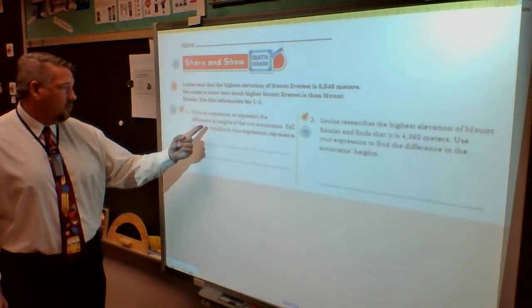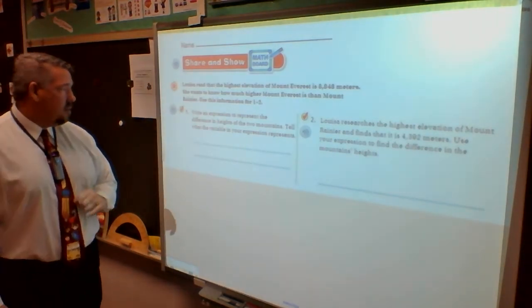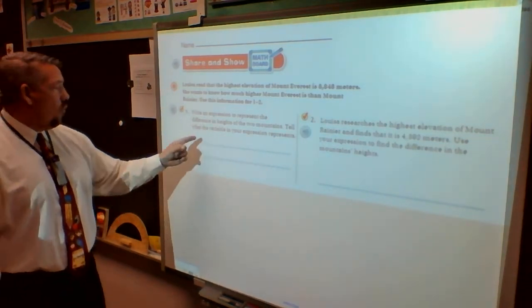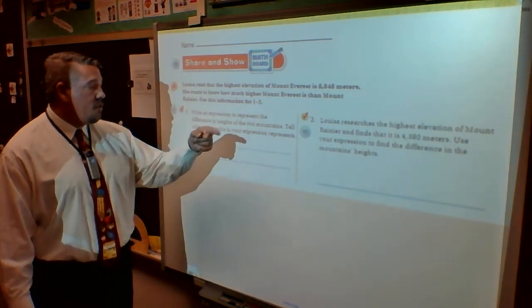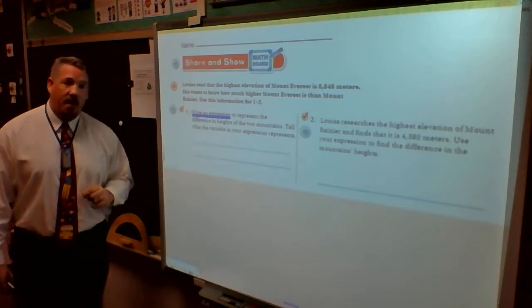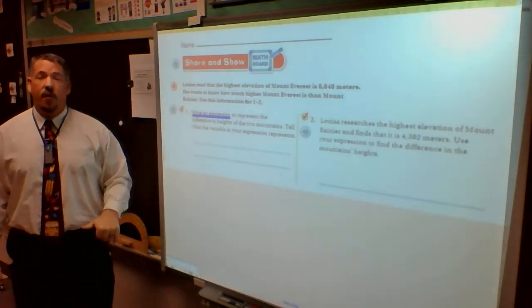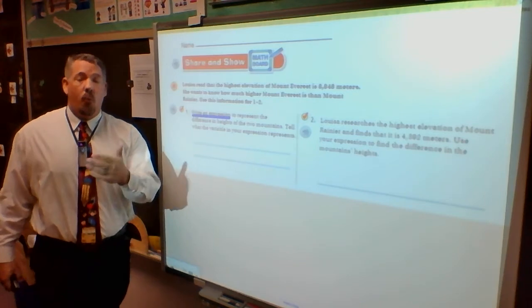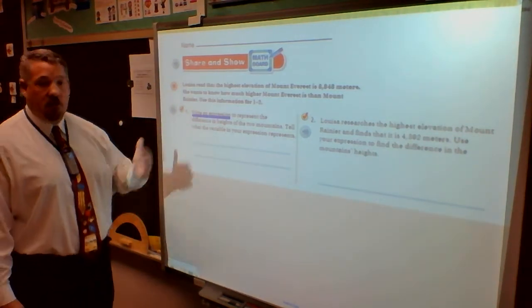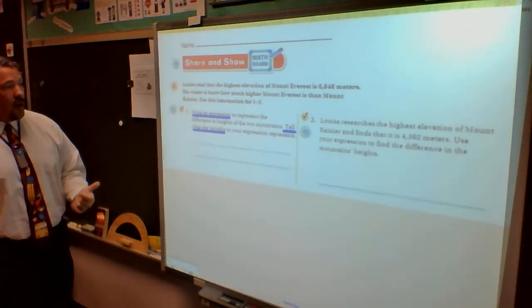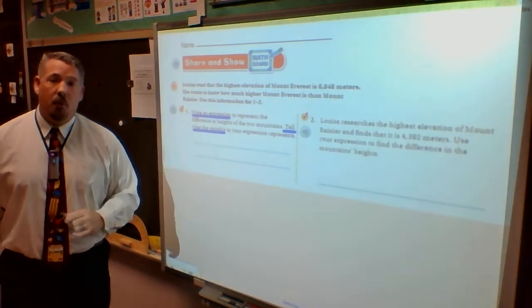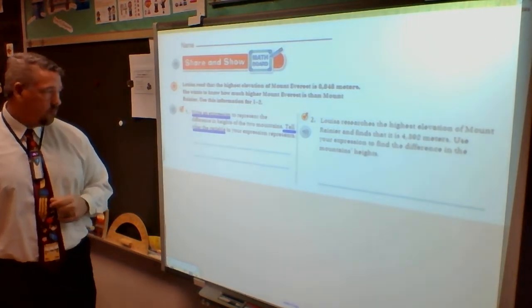Write an expression that represents the difference in heights of the two mountains. Tell what the variable in your expression represents. So I have 2 things I have to do. The first thing I have to do is write an expression. Notice I'm not solving anything. So those of you who are not reading your questions and are skimming them, this is where you're getting really confused. I'm just writing an expression. Well, my expression is going to have a variable in it, and I have to tell what the variable is. 2 things to do.